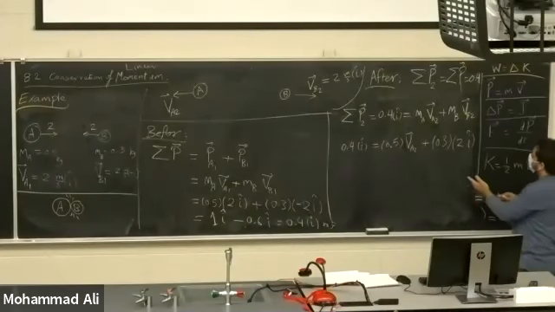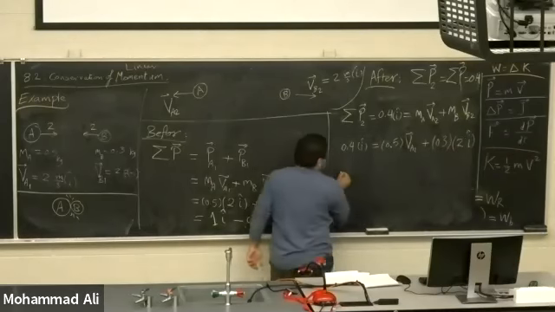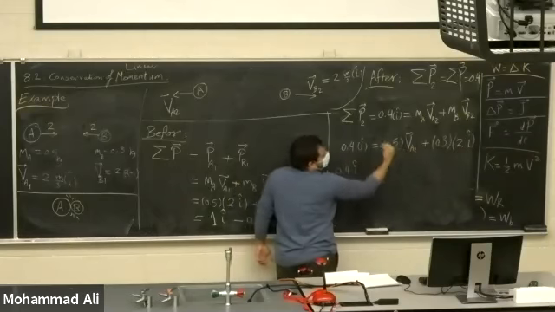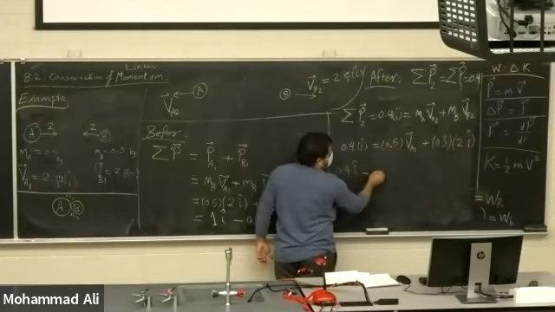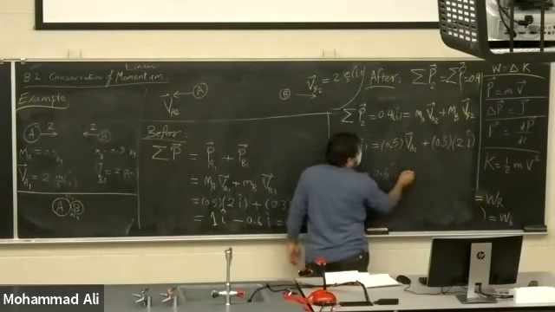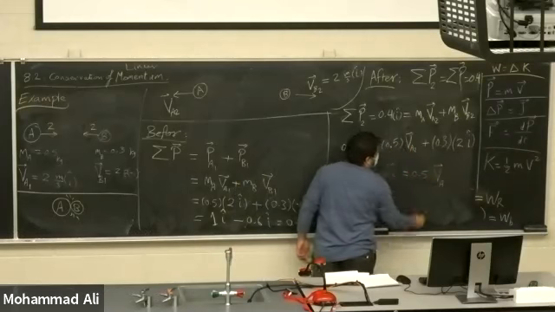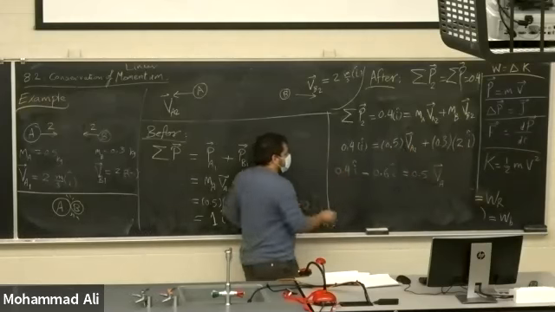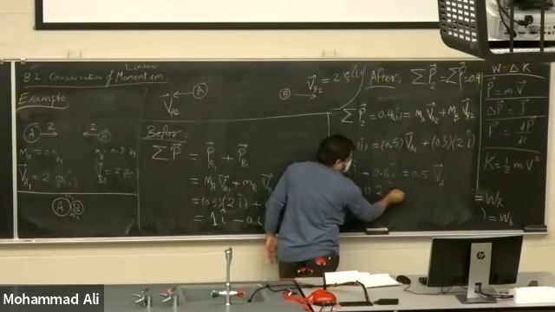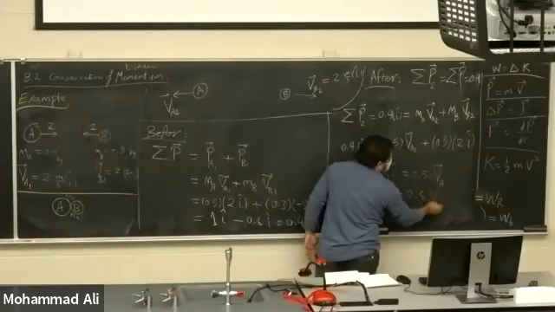Now, I'll move this to there. This will be equal to 0.4 I hat minus 0.6 I hat is equal to 0.5 V A again. This is negative 0.2 I hat is equal to 0.5 V A.